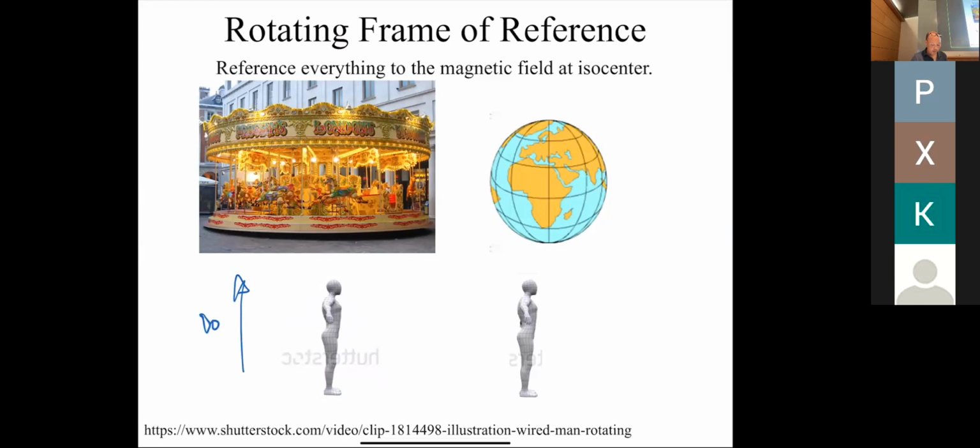So he would be rotating clockwise. Yeah, so he's rotating around. He's precessing in the laboratory frame, but in the rotating frame of reference, he would just stay still. Okay. So basically, at isocenter.